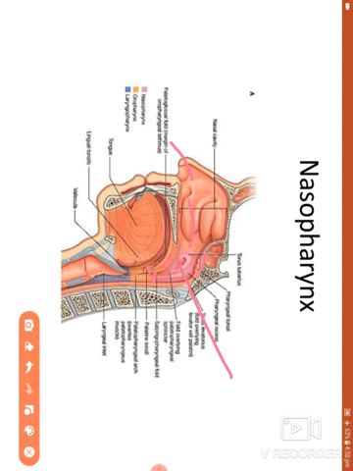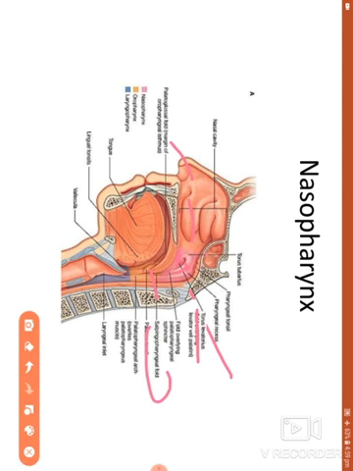Then, to the anterior and posterior of this auditory tube opening, you can see there are some mucosal folds. Anteriorly, that fold is called the torus levatorius. See here, this fold is the torus levatorius. Posteriorly, this fold is the fold of the salpingopharyngeal muscle. That is the salpingopharyngeal fold.